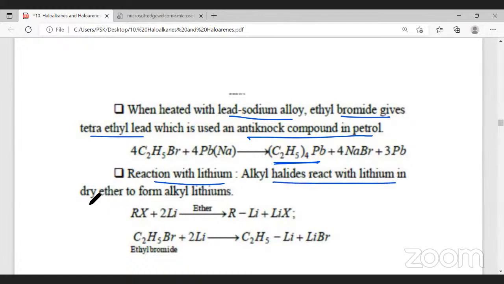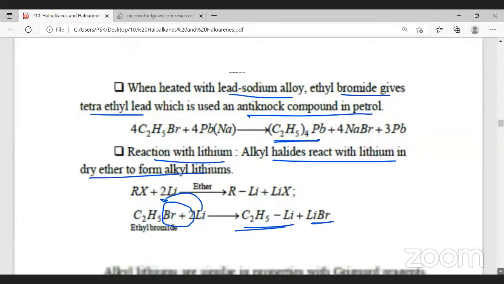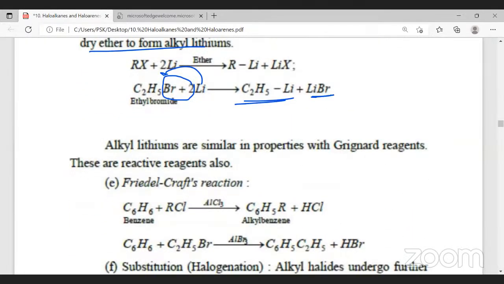Likewise, when alkyl halides are allowed to react with lithium in dry ether, they form alkyl lithiums. So C2H5Br, one lithium and one bromine get eliminated as LiBr. In place of the bromine, lithium goes. So you get C2H5 and lithium. So it's called alkyl lithiums. Similarly, alkyl lithiums have similar properties to Grignard reagent. These are reactive reagents also.